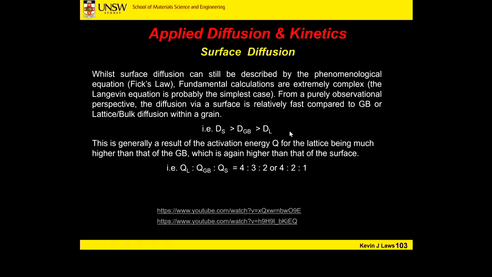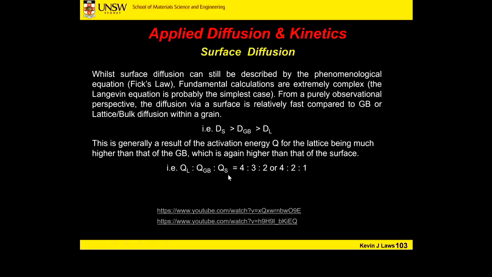Okay? So key takeaways are just here on this slide. The diffusion rates across the surface are going to be much, much greater than that of the grain boundary, which are going to be much, much greater than that of the lattice or the bulk. This is generally a result of the activation energy, Q. We've already learned about Q with Rakesh and a little bit here. For the lattice it is much higher than that of the grain boundary, which is again higher than that of the surface. Okay, so we've got the inverse relationship for activation energy.